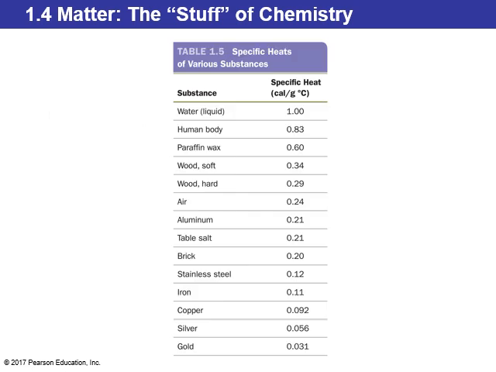So here are some examples of specific heat. We can see that some of the things that we use for insulation have relatively high specific heats compared to other materials. For example, brick would insulate your house fairly well compared to if you had a copper roof or a stainless steel roof, or stainless steel walls or copper walls. We wouldn't want to use those for insulation.